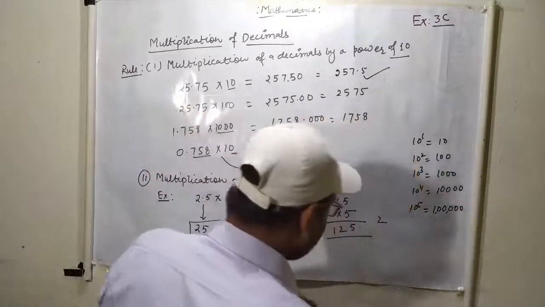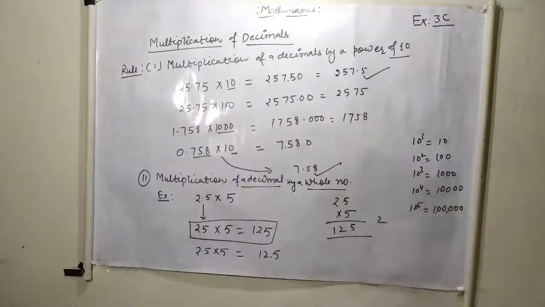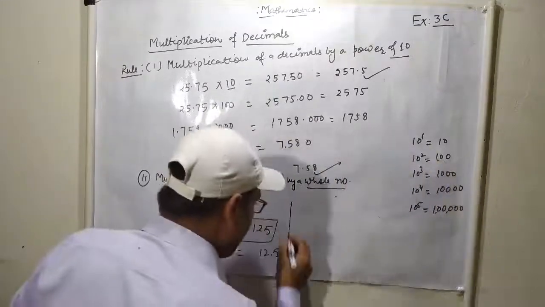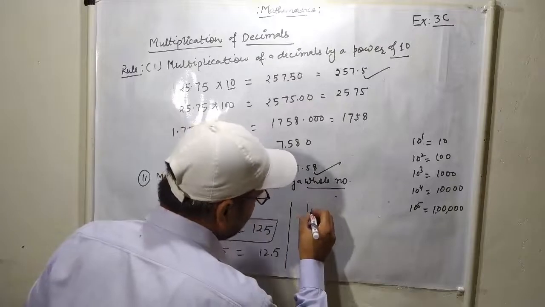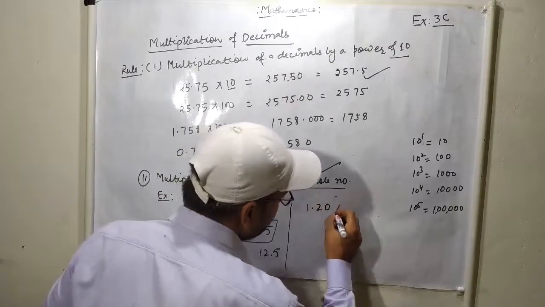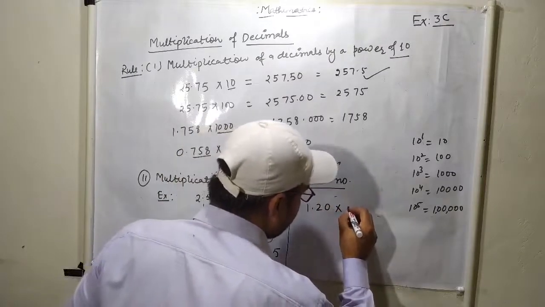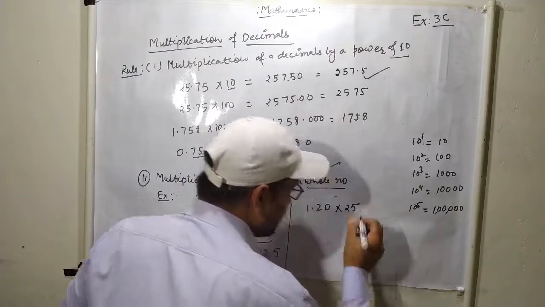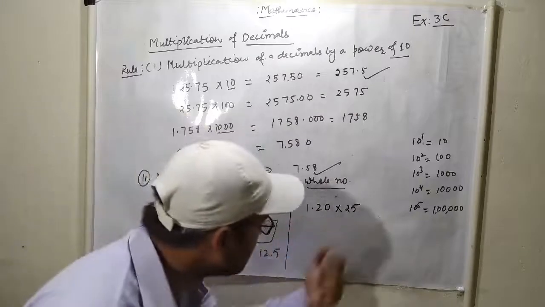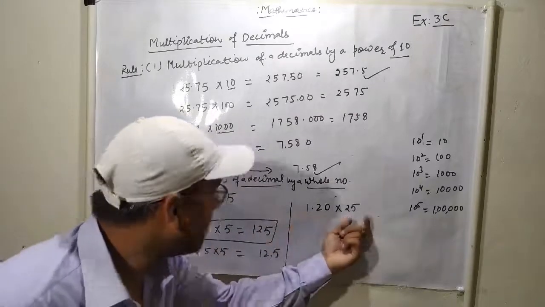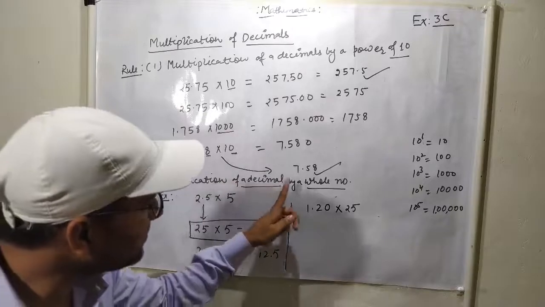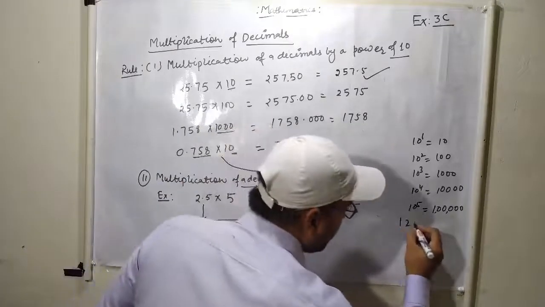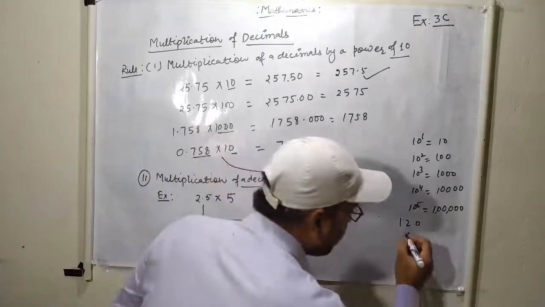I will take one more example. Here is 1.20 multiplied by 25. So multiply these two numbers. One is a decimal number and one is a whole number. So your rule is multiplication of a decimal by a whole number. So 120 you can take as a whole number, multiply by 25.